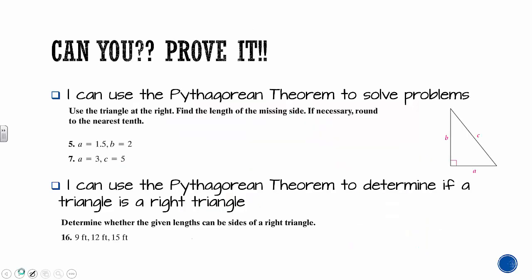So, can you use the Pythagorean theorem? I gave you A and B, and then A and C, so be careful what you're solving for. And then you're trying to do the same thing that I just did. Is that a right triangle or not?